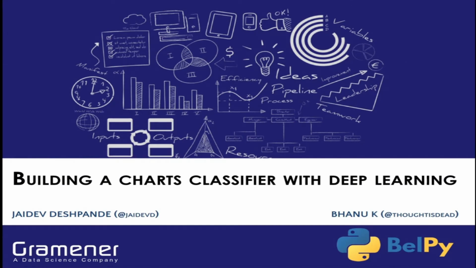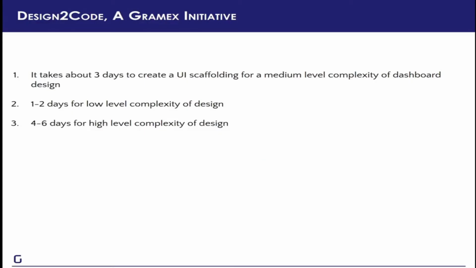We work on products which help developers build data-driven web applications, for example, like dashboards. This talk is about how we use deep learning to identify charts in a dashboard. This is part of a larger initiative which helps developers generate code automatically from designs, primarily to reduce the time it takes to go from designing an application to developing and then deploying it. So let's start.